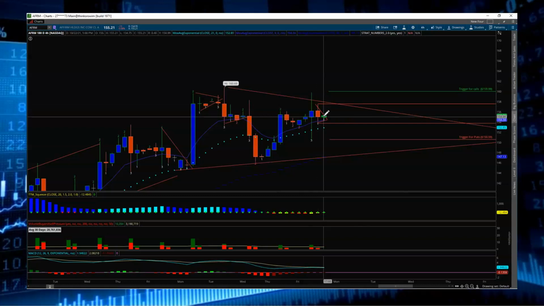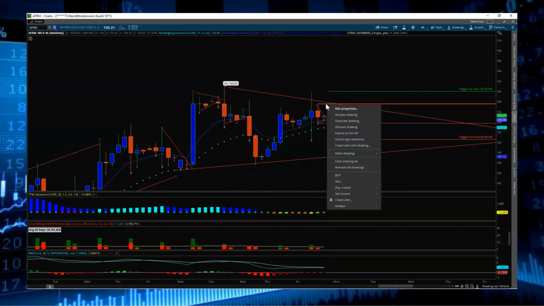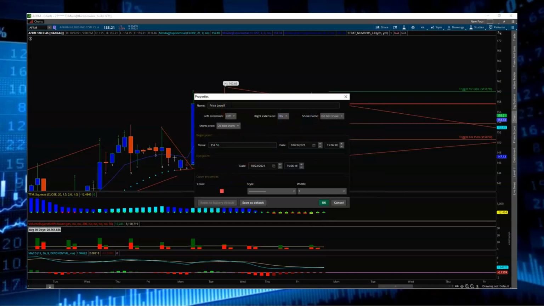Yeah, so that's just how I would play it. You can get yourself an early entry, so now you don't have to wait until they get all the way up there for a trigger for calls. I'm going to mark this as the 4-hour trigger for calls. Make this a different color.